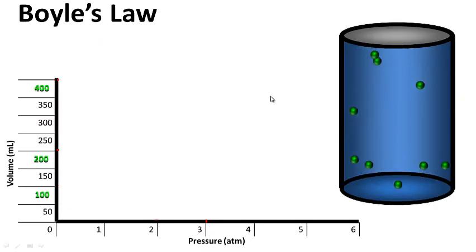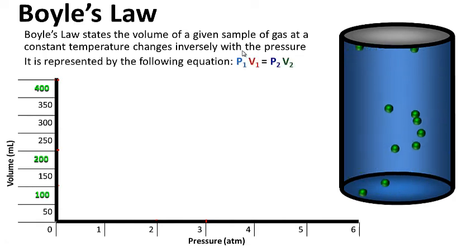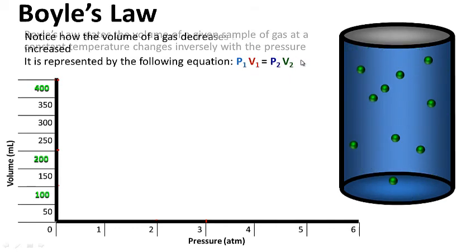Okay, so Boyle's law. Boyle's law states the volume of a given sample of gas at a constant temperature changes inversely with the pressure. So volume changes inversely with the pressure. In other words, if pressure goes up, volume goes down, or vice versa. It is represented by the following equation. P1 multiplied by V1 is equal to P2 multiplied by V2.